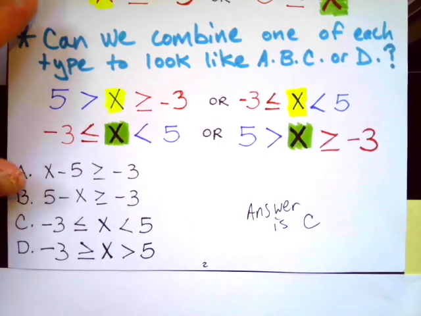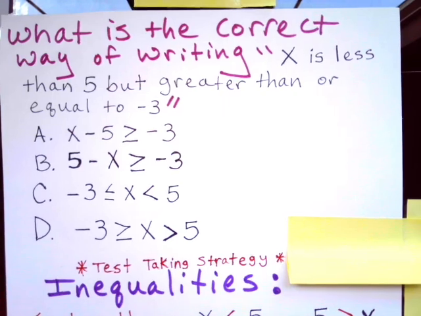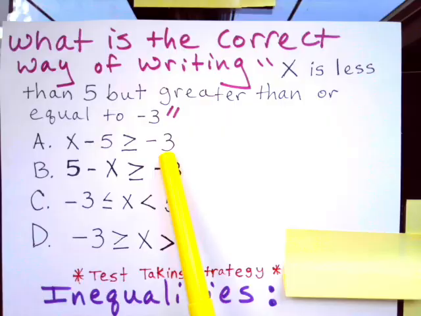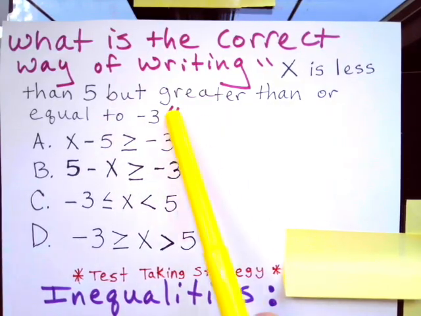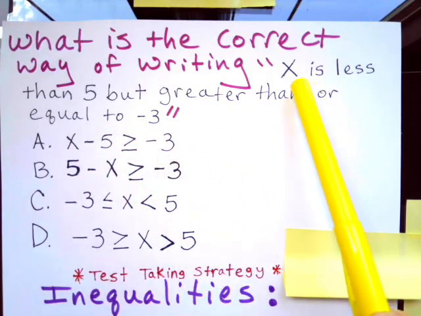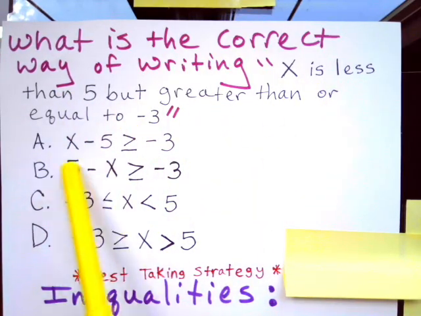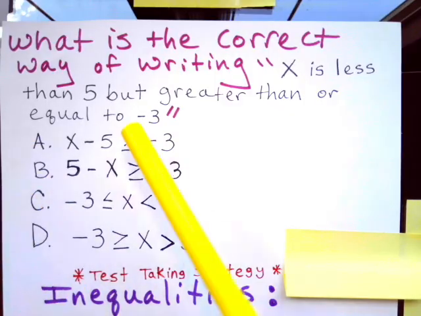Before I finish, I'd like to take a look at that test taking strategy we talked about earlier. So what you can do is, let's take a look at those options, right? Options A and B, they have a greater than or equal to symbol in here. But x is less than, right? Is there a less than in A or B? No. Cross it off. Cannot be A, cannot be B.